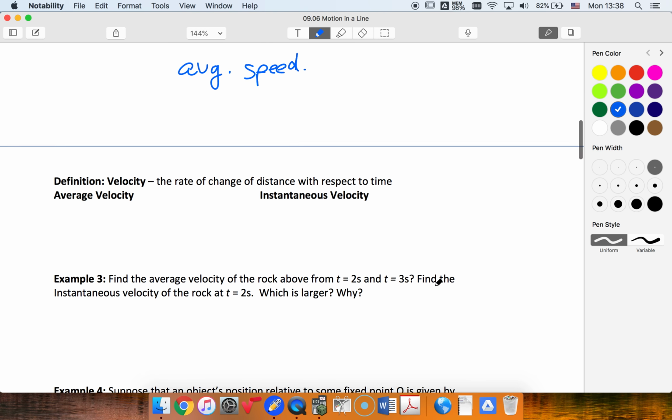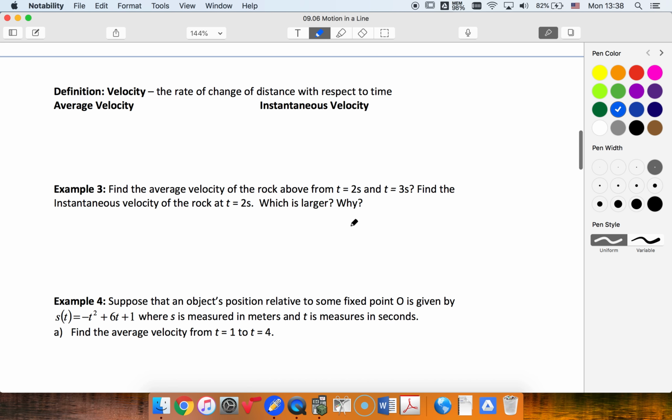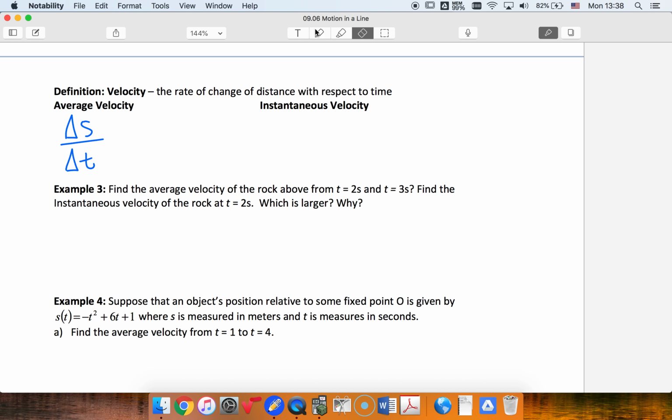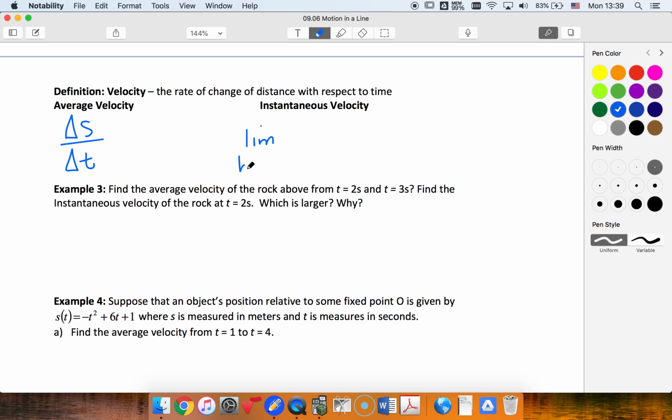If we continue on looking at our notes, velocity talks about our change of distance with respect to time. So average velocity is what we just calculated, delta S over delta T. Instantaneous velocity is we want to know the velocity at exactly t equals 2 seconds. Well, that's going to be our limit as h approaches 0 for s of whatever the time value we're looking at plus h.